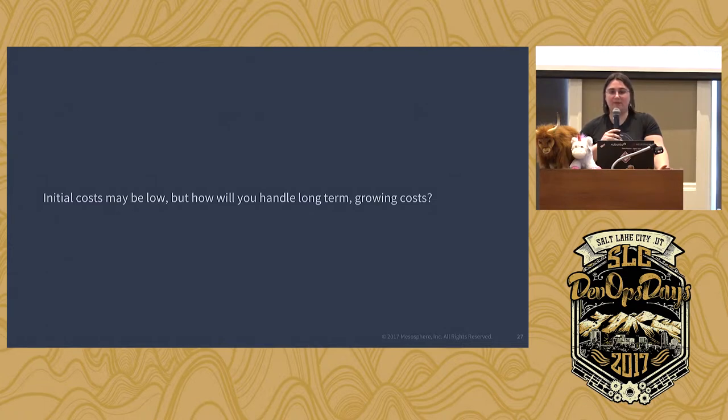Because there are companies, like I worked for HP before, and I can't tell you how much we were spending on Amazon, but there were like seven figures in it. It was like millions of dollars. And this is not uncommon. Companies spend lots and lots of money on their cloud technologies. So you want to understand how you're going to handle those long-term costs and have a plan in place. And maybe you do bring in a contractor when things get really expensive, but know that that is actually a real risk.